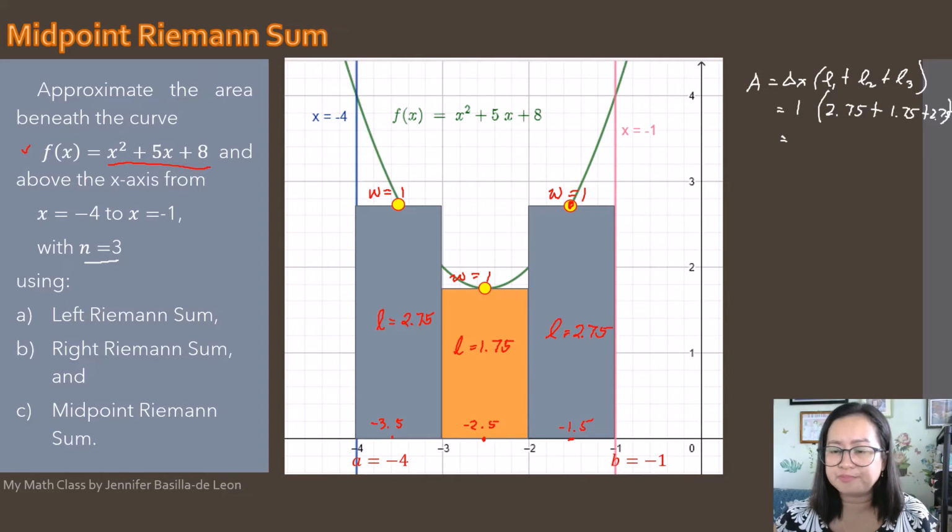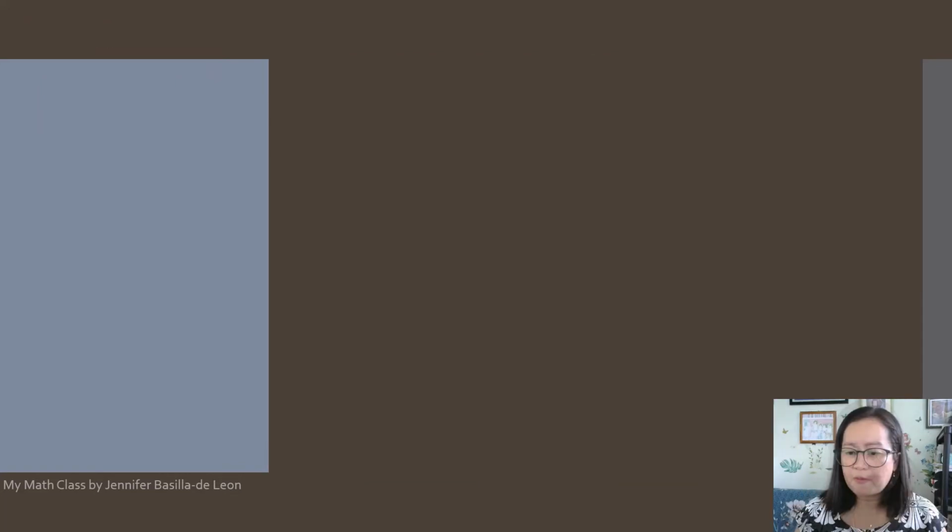Getting the sum, we will have 1 times 7.25, or simply 7.25. Now, as you can see, using the Riemann Sum Formula in approximating the area of a region that has a regular shape is quite tedious. Is there any other way of finding the estimated area of an irregular shaped region?